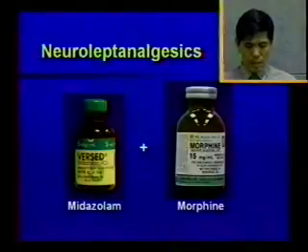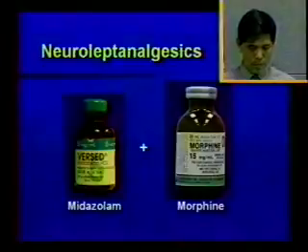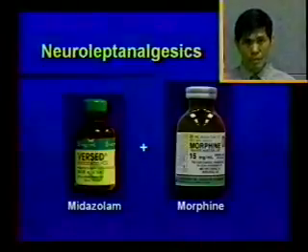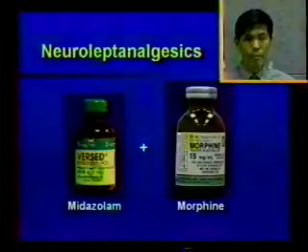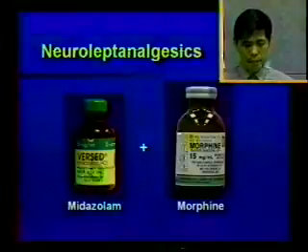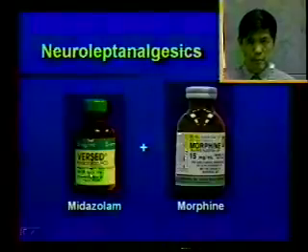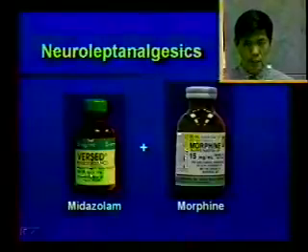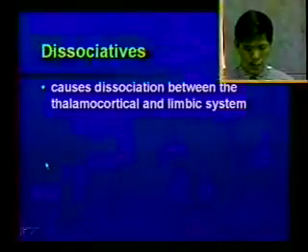This is another example of a neuroleptanalgesic, midazolam and morphine. Midazolam, the tranquilizer, morphine, the opioid. I like this for patients that are painful and patients that have mild to moderate systemic disturbance, because midazolam is better in these patients. It does not depress the cardiovascular system as much as acepromazine or xylazine.